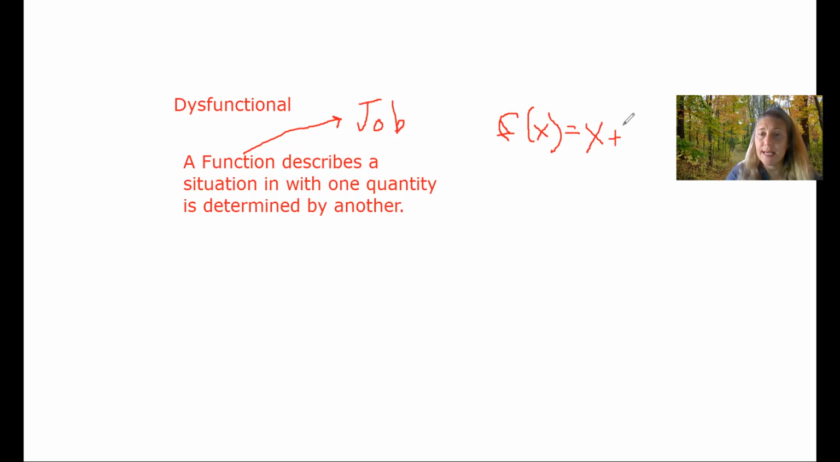And then one quantity is determined by another. So there's this link between what we put in and what we get out. If you want to understand functions, you have to understand that the simplest definition of a function is we put in some input, and a job is done to that input, and then we get output.